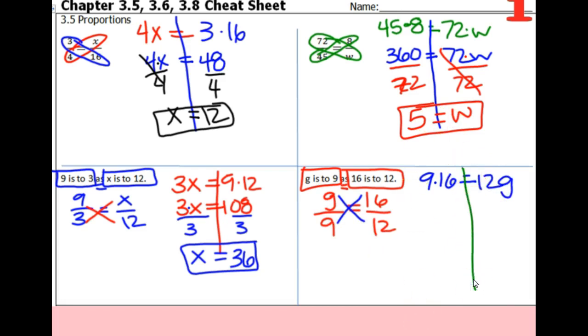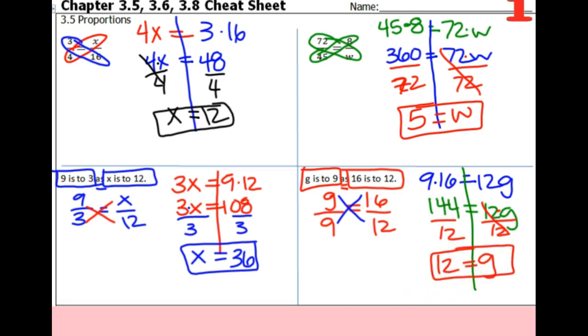9 times 16 in my calculator gives me 144. And then we have 12g over here. The opposite of multiplying by 12 is dividing by 12. 144 divided by 12 is just 12, because 12 times 12 is 144.